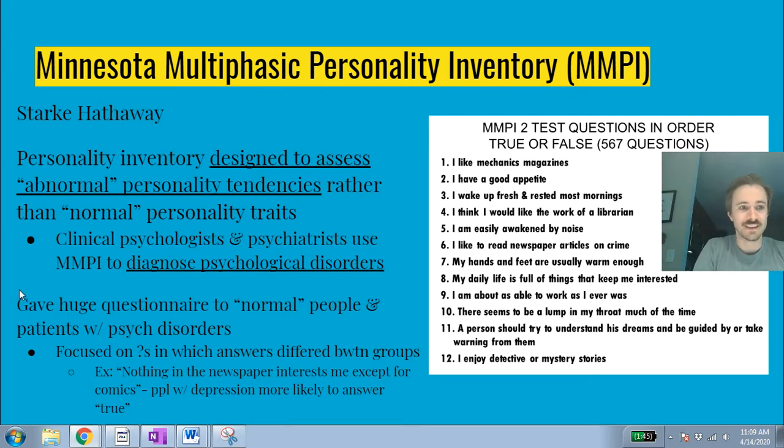And when you look for statistical significance beyond one question, but after a lot of questions, we can see a score that can say we can almost with certainty say this person has a high likelihood towards depression. As an example, a question like, "Nothing in the newspaper interests me except for comics." That may seem like a dumb question, but they found a high correlation between people who at the time were depressed and the likelihood of answering true on that question. So, a lot of these seem silly, but they oftentimes can help us diagnose things like depression.